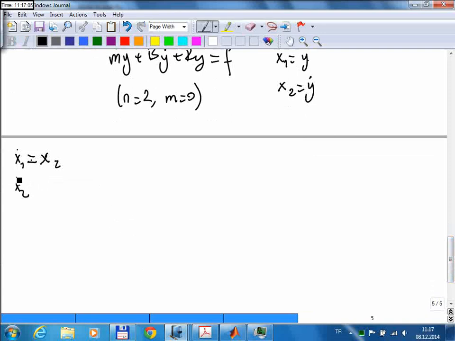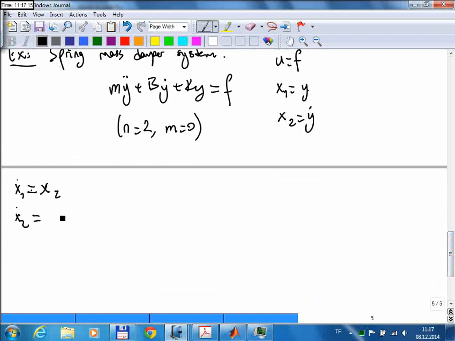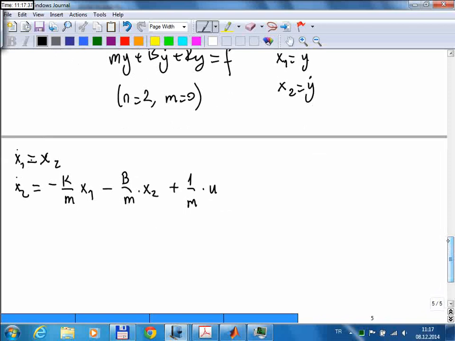x2 dot is equal to, so what is it equal to? It's minus k over m times x1 and minus b over m times x2 and then plus 1 over m times u, right? And the output equation y is equal to x1.